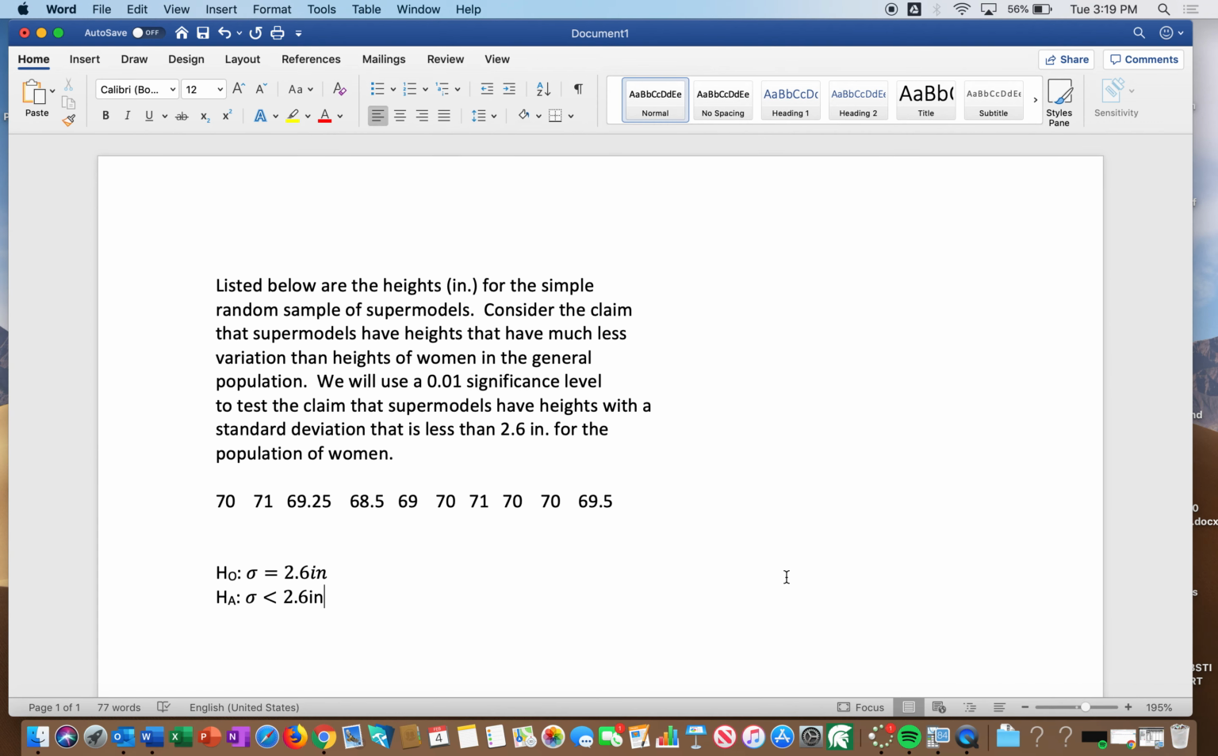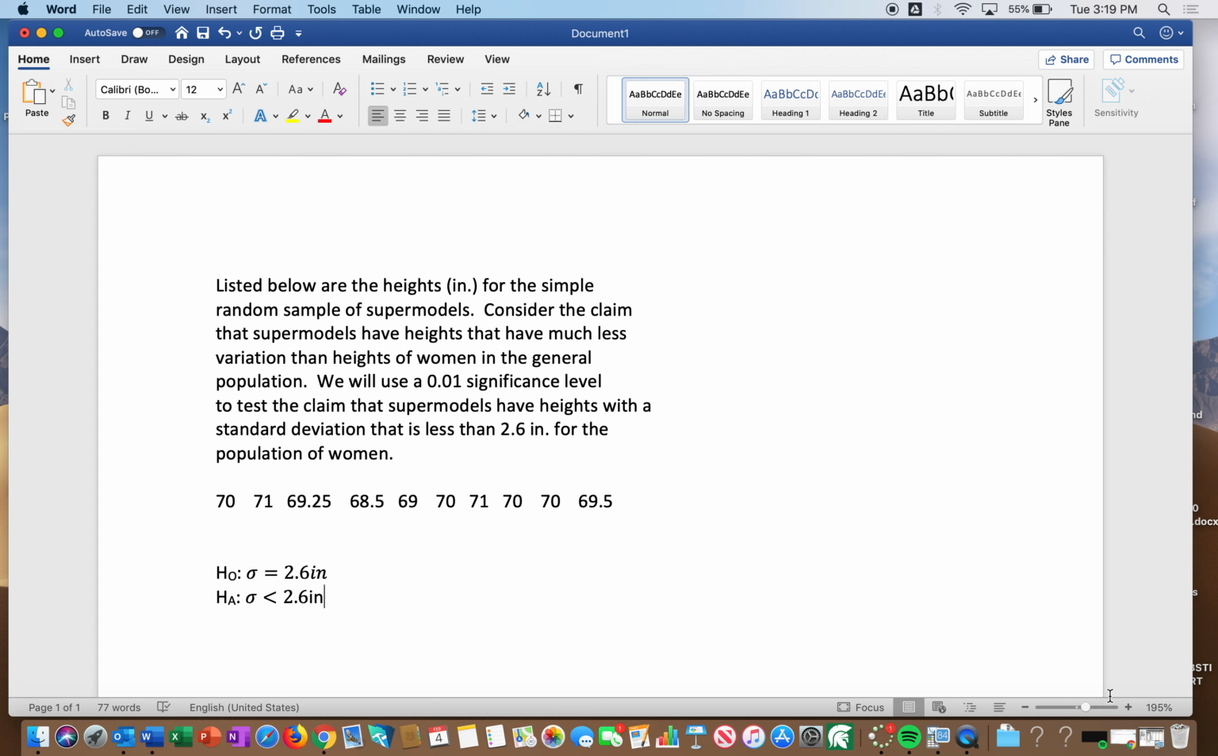It says listed below are the heights in inches for a simple random sample of supermodels. Consider the claim the supermodels have heights that have much less variation than the heights of women in the general population. We use a 0.01 significance level to test the claim the supermodels have heights with a standard deviation that is less than 2.6 inches for the population of women. I gave you a list of the heights of the 10 supermodels right down there, 10 being an important number. Always start out with your H0 and Ha. It's written down there, which you will need to know.